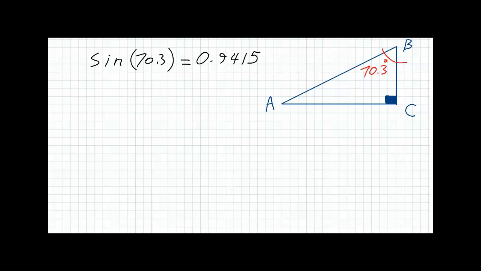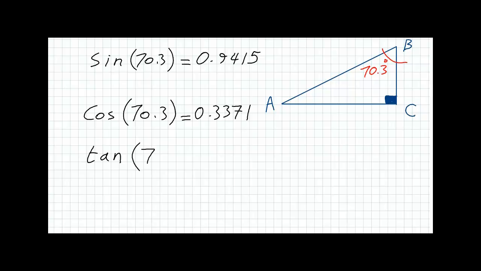The same way, let us find cosine for the same angle. Use your calculator to find it, and the result is 0.3371 approximated to the nearest ten-thousandth. Also, the tangent for the same angle results in 2.7929 approximated to the nearest ten-thousandth.